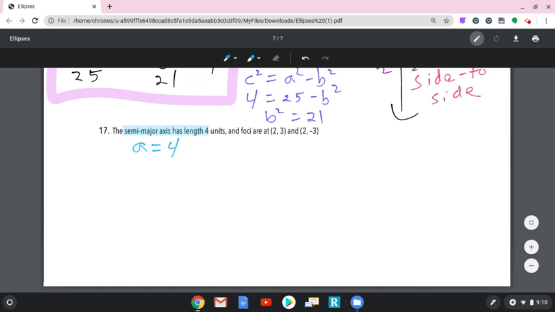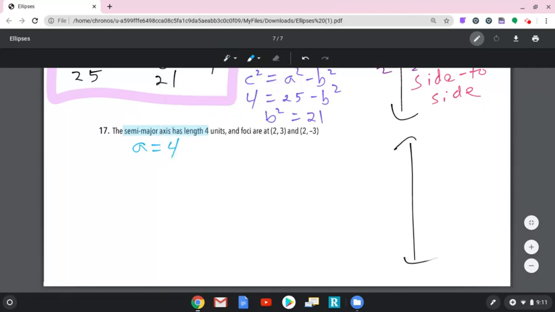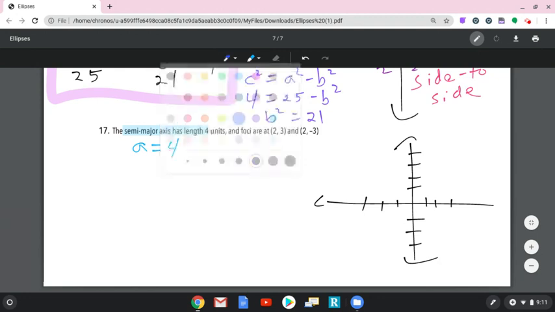That's A. And they're giving me my 2 foci. Now remember, your foci are on your major axis, so that's going to help us out. Now again, I like to draw it so it becomes visual to me. I have (2, 3) and (2, negative 3). Now if I want to graph these foci, I got (2, 3) and (2, negative 3).